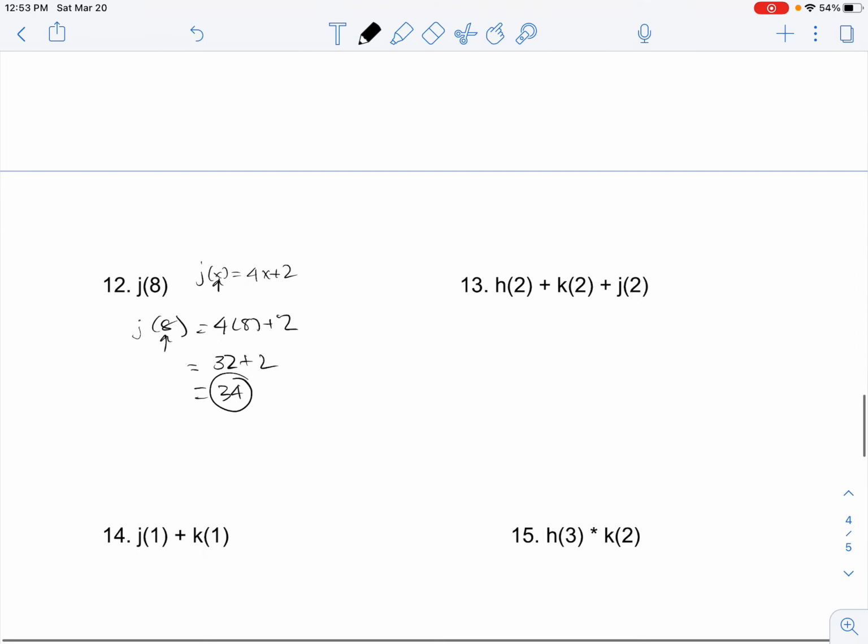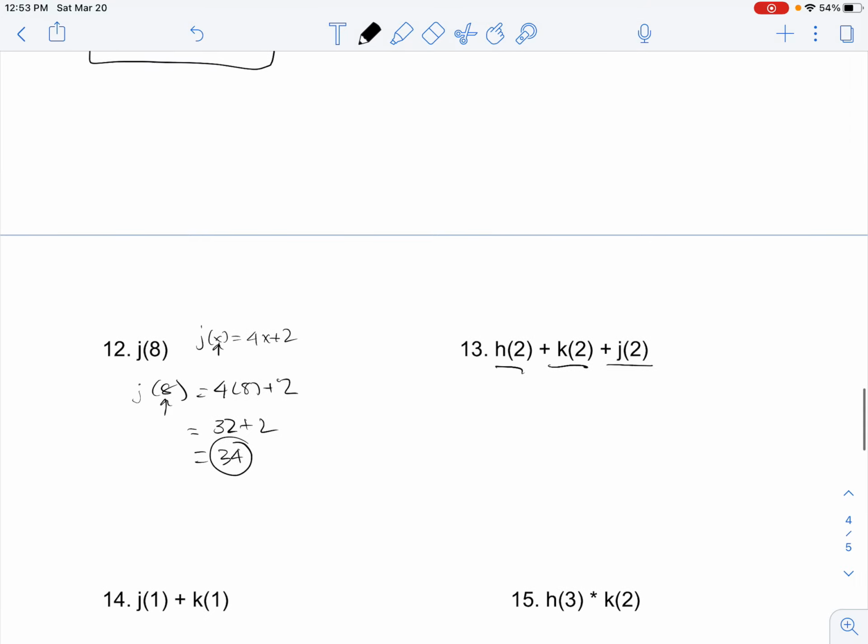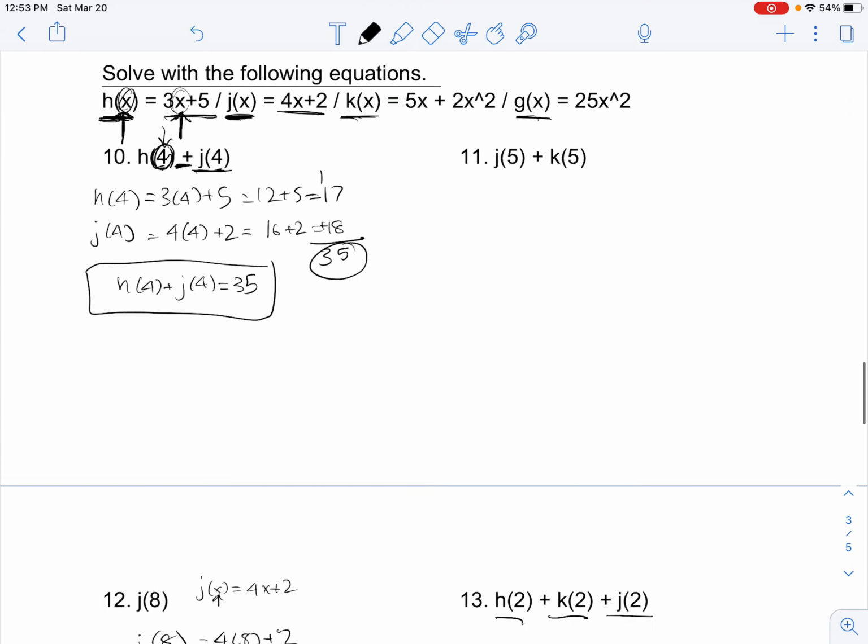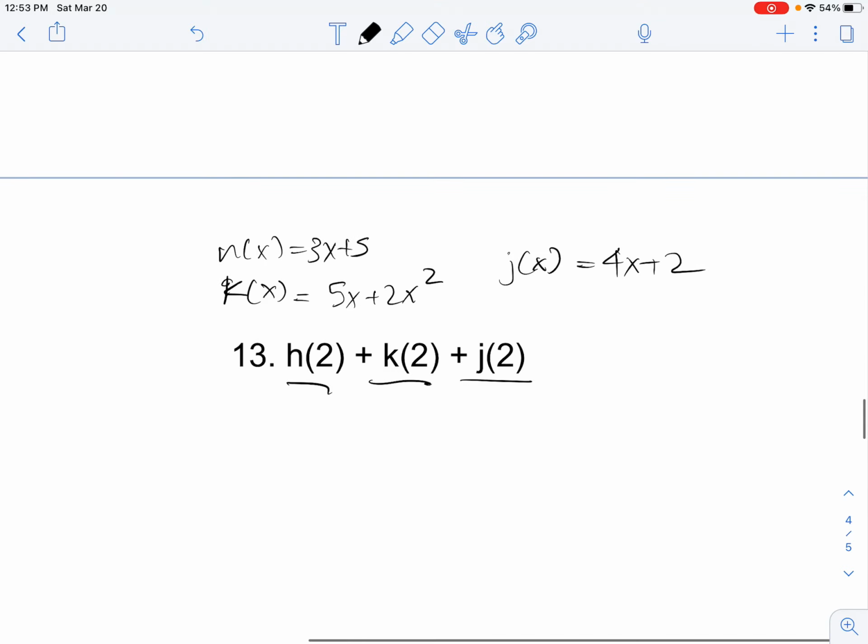Moving on. Now, we have h of 2 plus k of 2 plus j of 2. What we have to do is take this step by step. We know the h equation is equal to 3x plus 5. And we know that our k equation is equal to 5x plus 2x squared. And we know our j equation is equal to 4x plus 2. Now, how do we solve this? Well, because our h equation is 3x plus 5, we can just input 2, because that's the input value, and we'll get 11.